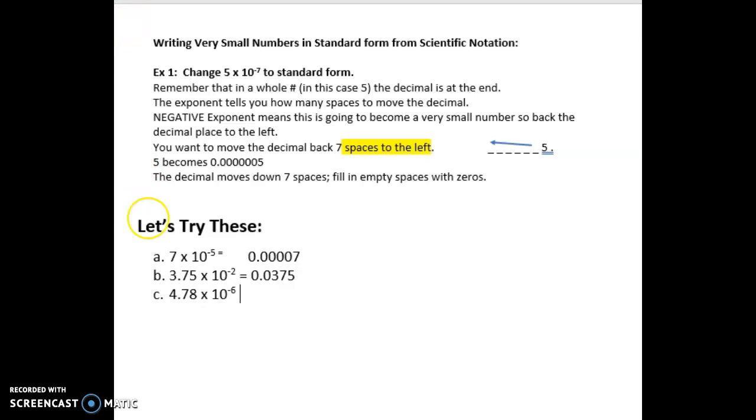And last, we have 4.78 times 10 to the negative 6 power. So 4.78 are my important numbers. The decimal was once between 4 and 7, but I have to move it 6 times to the left. Back it up, small numbers. So here we go. 1 movement, 2, 3, 4, 5, 6. And here is my new decimal. We have 0.0000478. Woo! Small numbers. I hope that makes sense. Thanks. Bye.